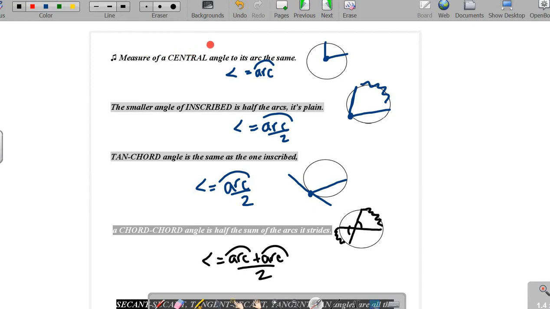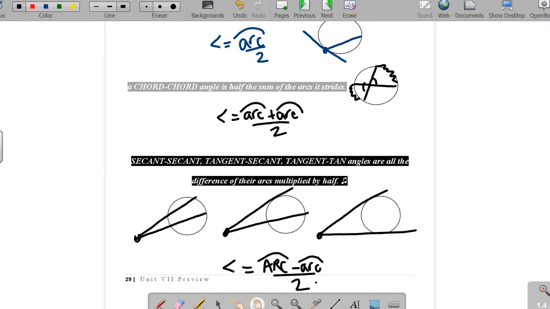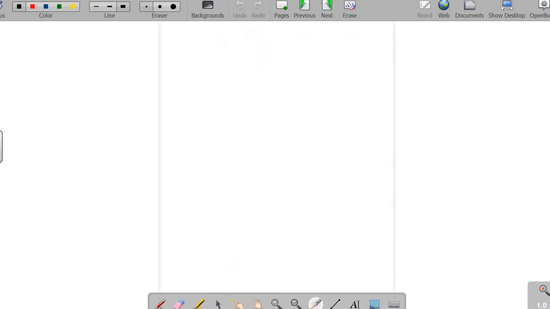Measure of a central angle to its arc the same. The smaller angle of inscribed is half the arc it claims. A tan-chord angle is the same as the one inscribed. A chord angle's half the sum of the arc it strides. Secant, secant, tangent, tan angles are all the difference of their arcs multiplied by half.